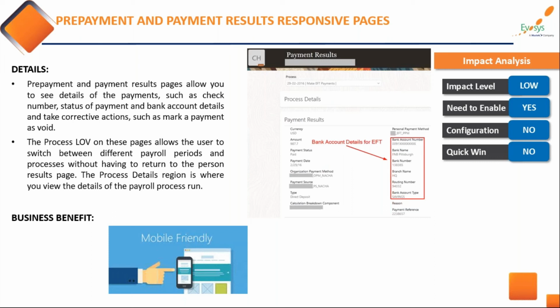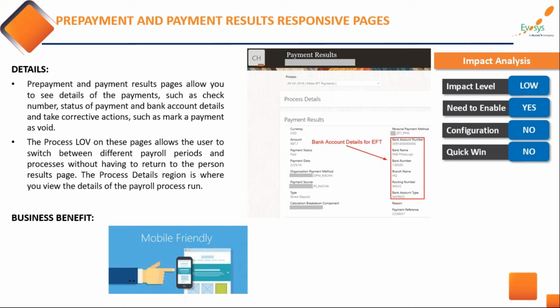Also, if you are checking these results for a certain employee, you would be able to move across different payroll periods. There is a process LOV on these pages which helps you move between payroll periods. Let's suppose you want to see the results of this period and then compare them to the results of the previous period. That can also be done from the same page itself without going back.